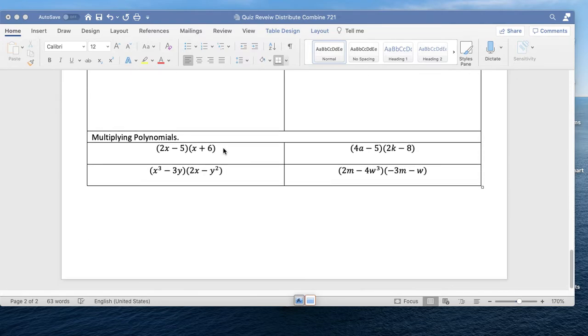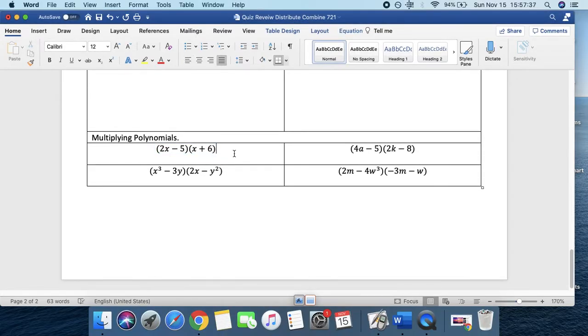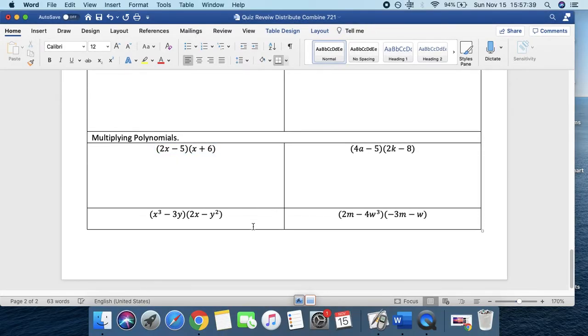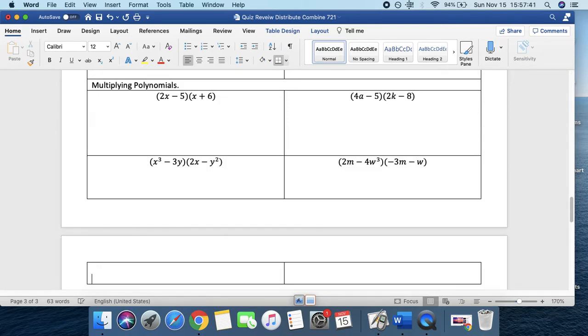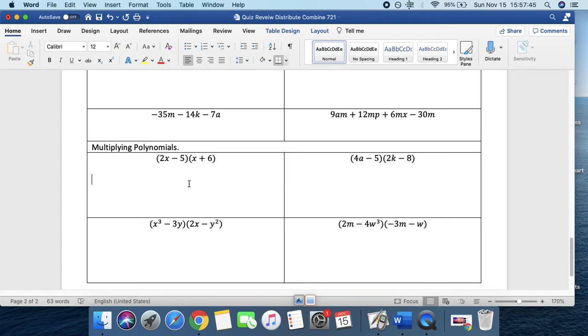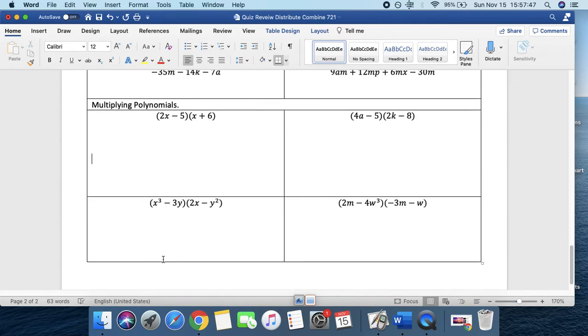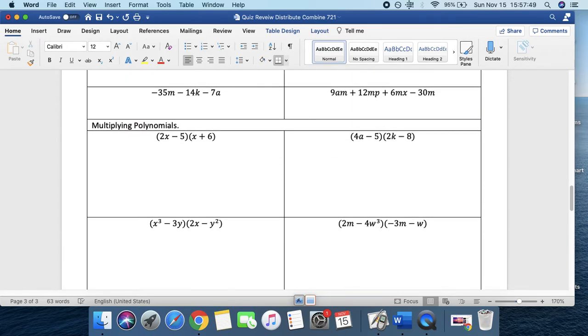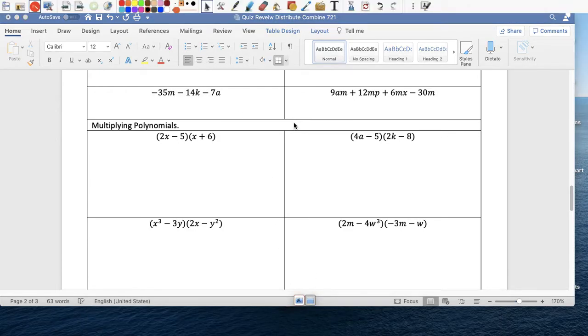Multiplying polynomials, we did a little bit of this, not too much, but again, I told you it was simply, if you think of it as the distributive property twice, that's literally all you're doing. You're doing the distributive property twice. If you can remember that, you'll be fine. And if there's anything to combine after, you can.